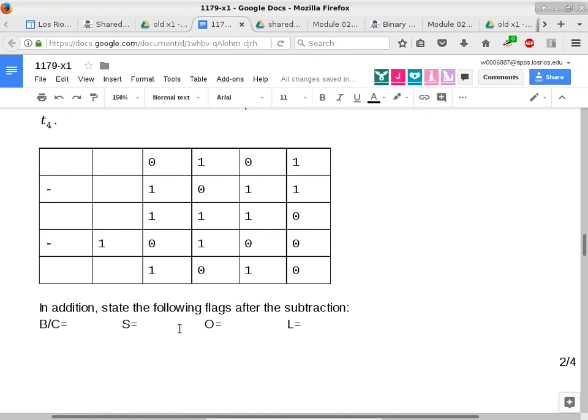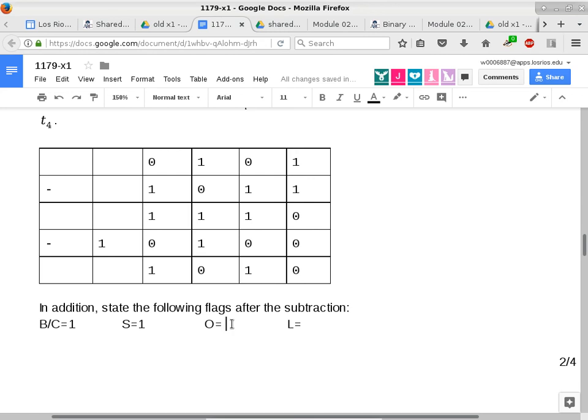Okay, so the overall borrow is easy, right? Because once you have done all this calculation, whatever this particular bit is, is the overall borrow. So that is a 1 in this case. The sign is also easy because the sign always refers to the sign of the result of the calculation, which is also known as the most significant bit of the result. So the most significant bit of the result is this bit here, and that turns out to be a 1 as well.